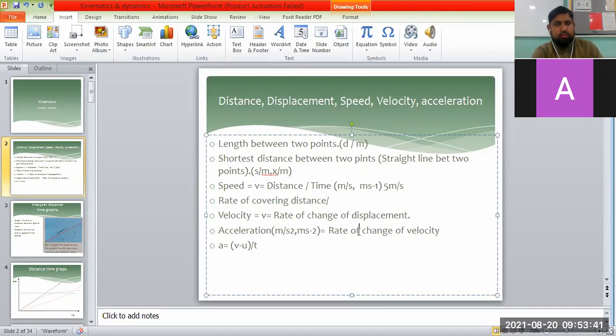So if I say an object is moving at constant speed, what will be the acceleration of that object? Zero. If an object is moving at constant speed, acceleration will be 0, because we are talking about a final and initial velocity. So if speed is not changing, velocity is not changing, then the object is moving at 0 acceleration or constant velocity.